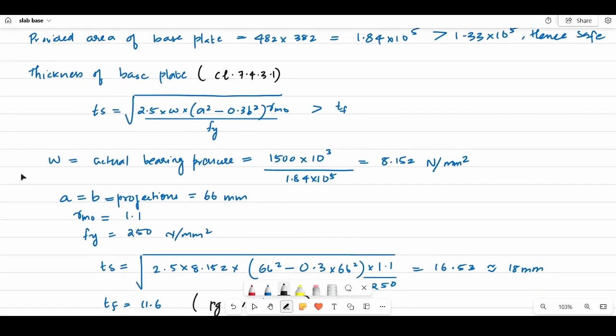So w will be the actual bearing pressure due to the area which we calculated at the last, which is 1.85. So we'll be calculating the new bearing pressure as the load divided by the area, and we'll be getting 8.152. So the load is the factored load, which is 1500, and this is the actual area which we calculated for the slab base, which is 1.84 into 10 raised to 5, and this will be our actual bearing pressure, that is a uniform pressure below the slab under the axial load.